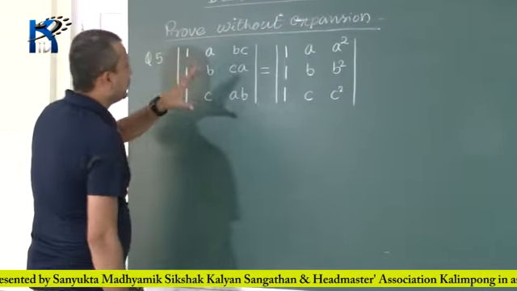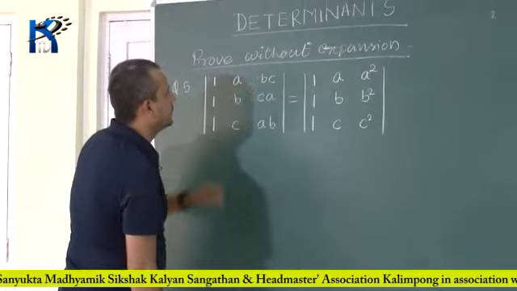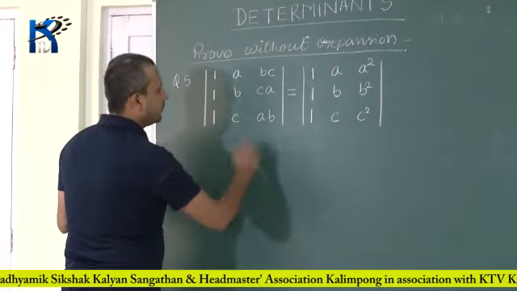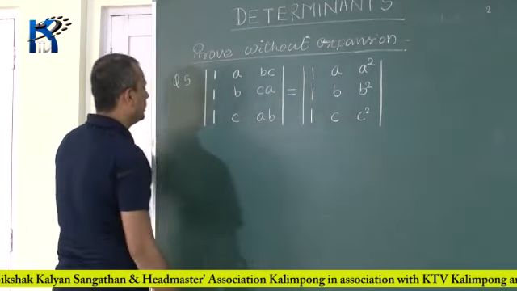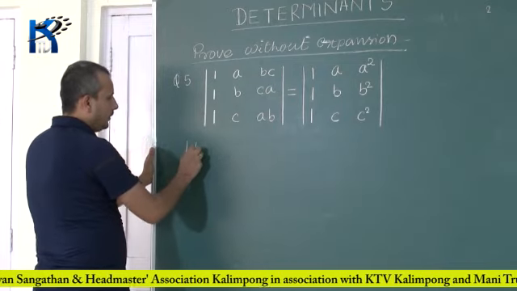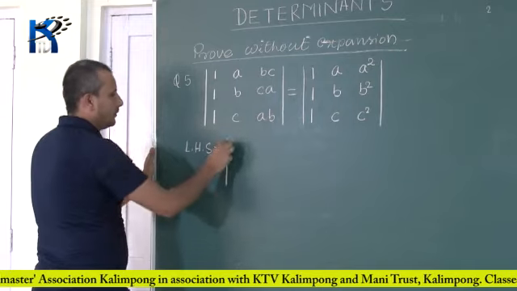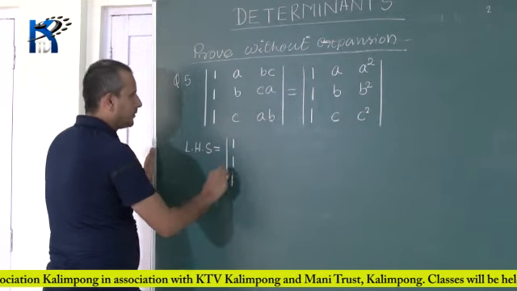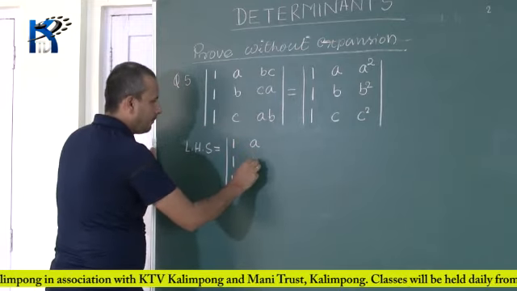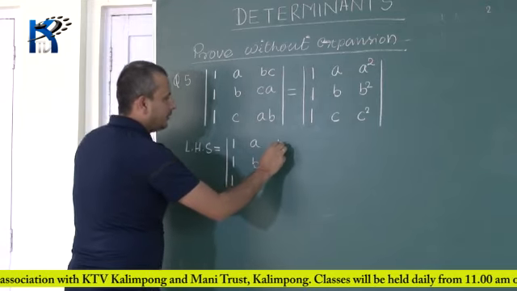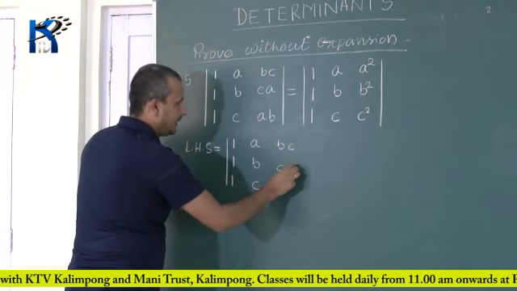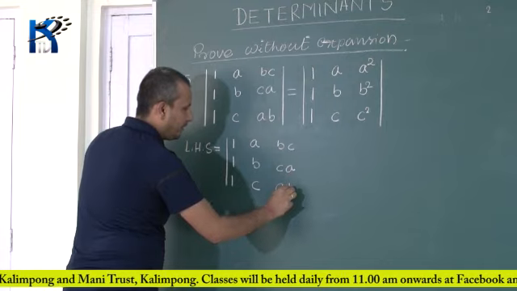It is proved. Now this question is a little bit different. Determinant is equal to determinant. You don't have to prove this is equal to 0. In this question I'll use other properties also, not only the identical property. The left determinant has rows A, B, C; B, C, A; C, A, B.